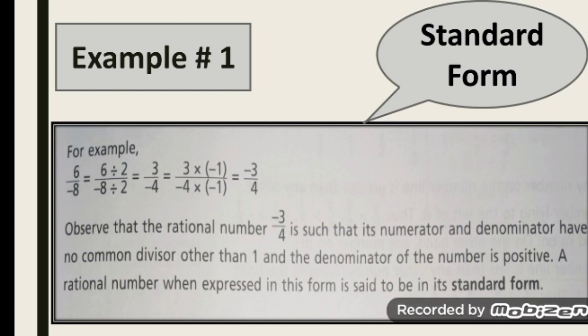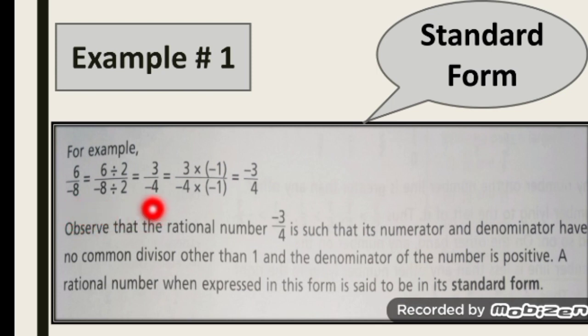Let's see the examples of standard form. In this example, we will express 6 by minus 8 in standard form. You can see that the common divisor of both 6 and minus 8 is 2. So we will divide 6 and minus 8 by 2. 6 divided by 2 will be equal to 3. Minus 8 divided by 2 will be equal to minus 4. So 3 by minus 4 is the lowest form of 6 by minus 8.